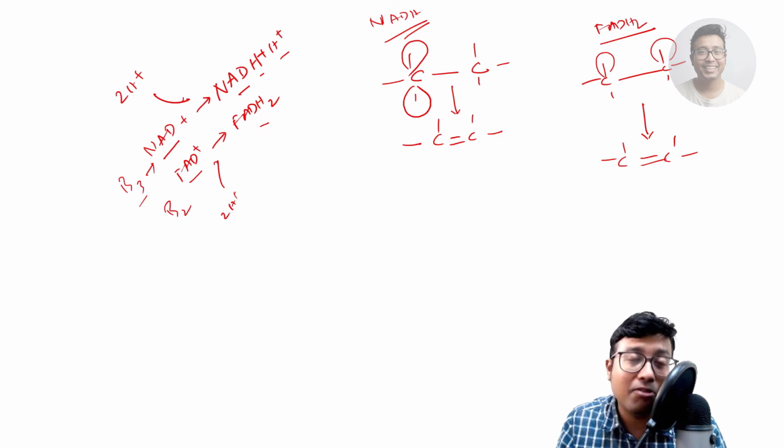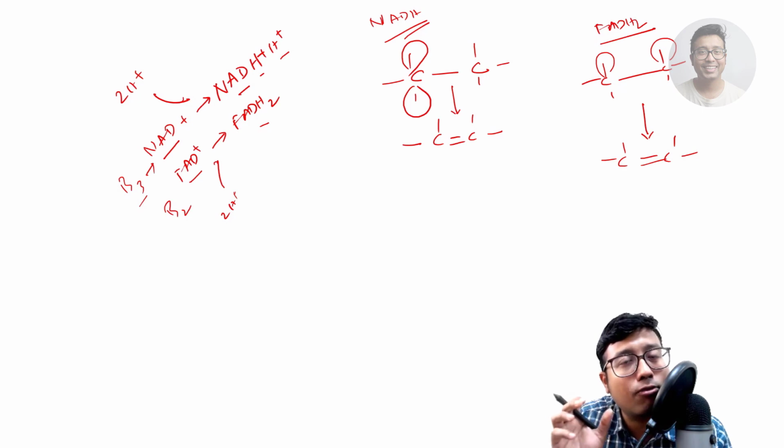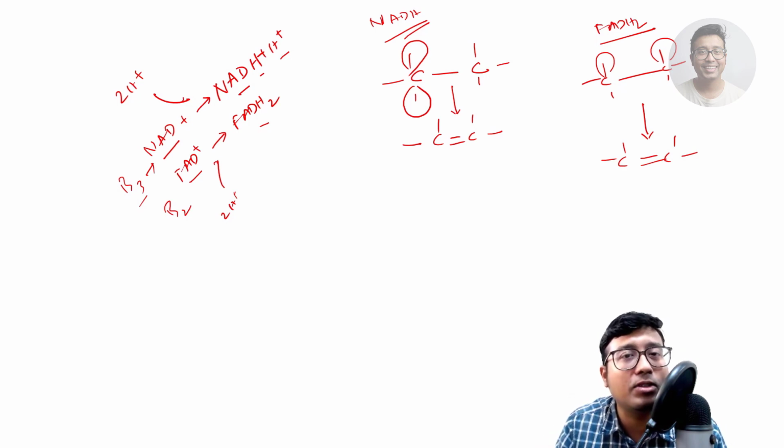But still, I would suggest please remember at least an example of some NADH dependent dehydrogenase and some FADH2 dependent dehydrogenase, and that is your homework. If you have watched this video till now, in the comment section write one example of NADH dependent dehydrogenase and one FADH2 dependent dehydrogenase.